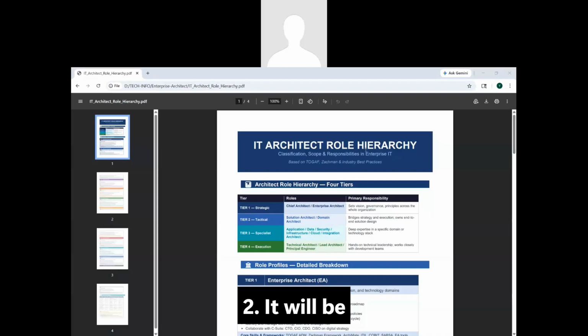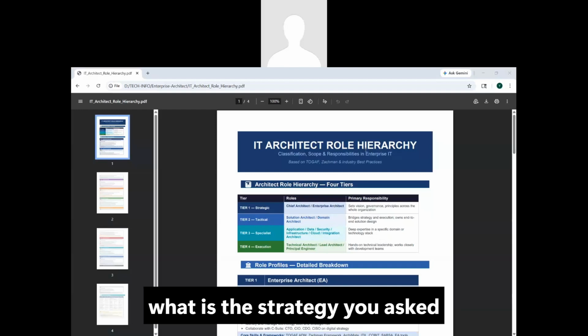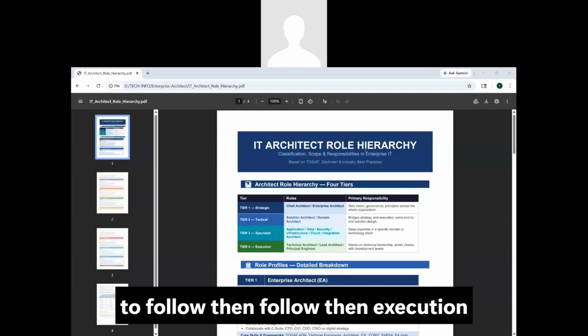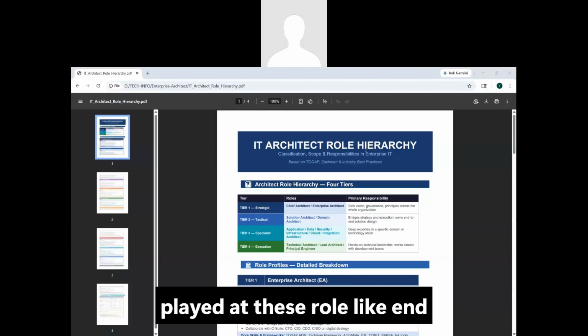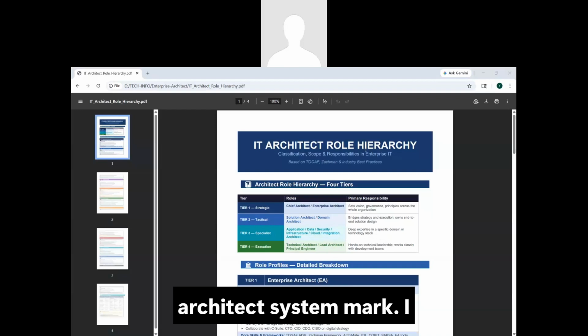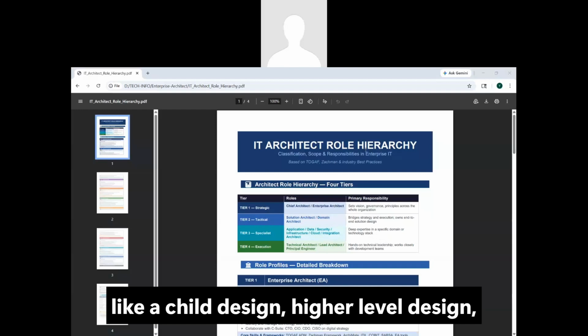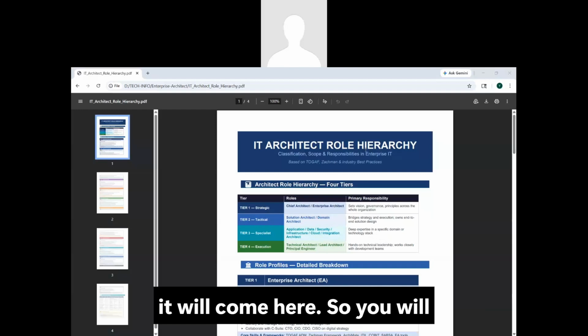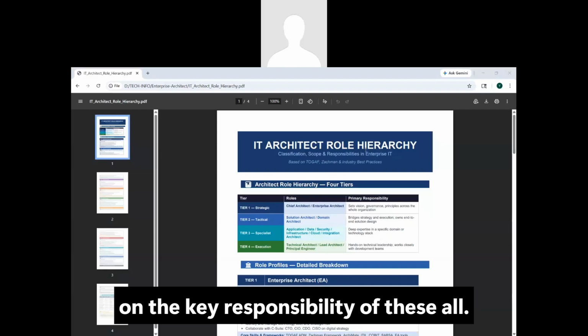Then the next role, type two, is the tactical role. It bridges the strategy and the execution role, playing the end-to-end solution design. This role is called domain architect or system architect. I hope that is clear. Here the HLD, higher level design, comes in. In the next chapter you will see the key responsibilities of this role.